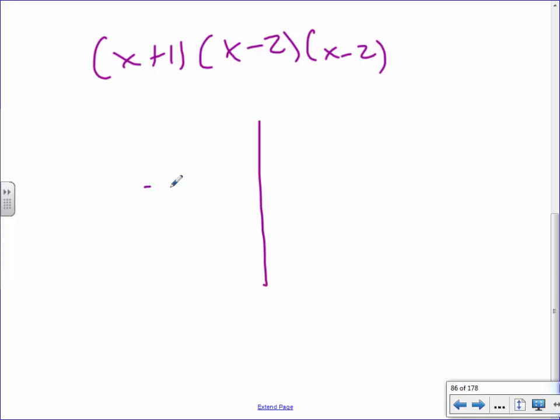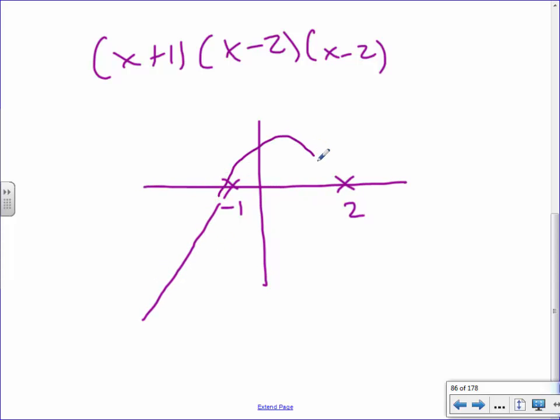Multiplicity would be a graph like this. If I give you x plus 1, x minus 2, x minus 2, this is a cubic. But what's happening in this graph is you have an intercept here at minus 1, and you have a multiple intercept over here at 2. And so when you draw this thing, it's going to go like this, and it's just going to barely touch and then come back around again, because of the fact that you have more than one of these x minus 2s. That's how it just glances.